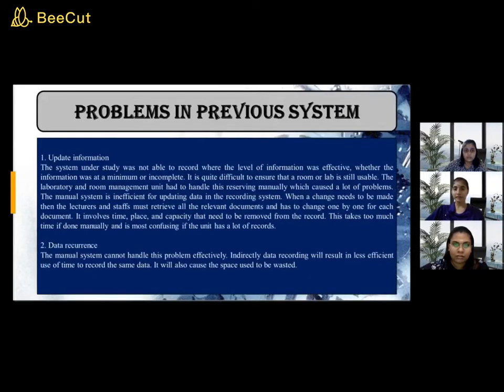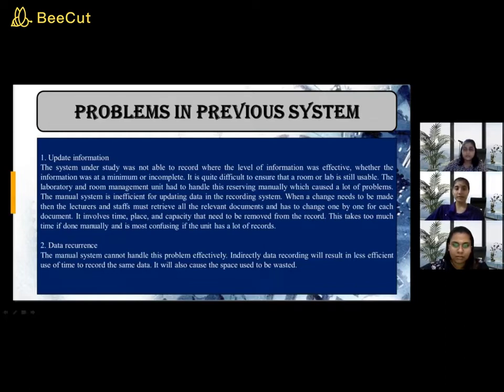Problems in previous system. First, update information. The system under study was not able to record where the level of information was effective, whether the information was at a minimum or incomplete. It is quite difficult to ensure that a room or lab is still usable. The laboratory and room management unit had to handle this manually, which caused a lot of problems.